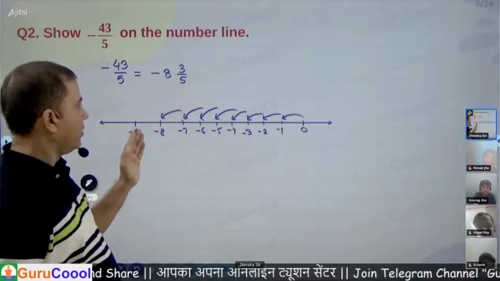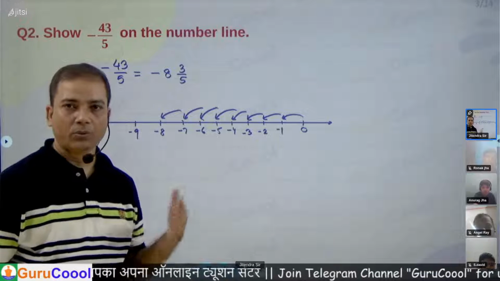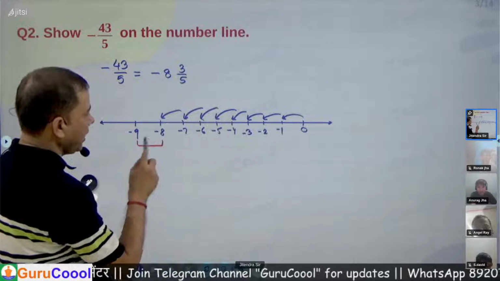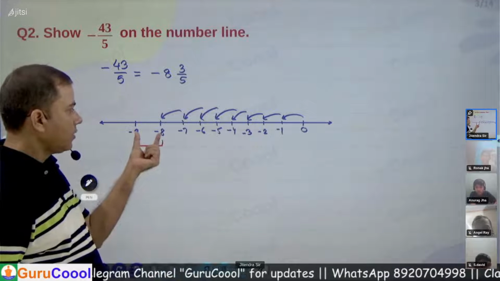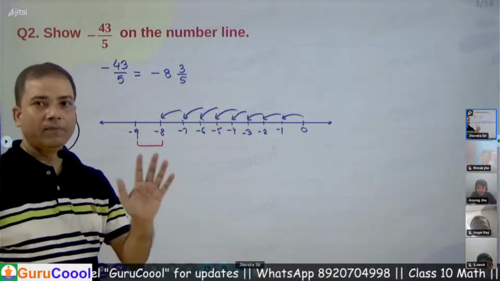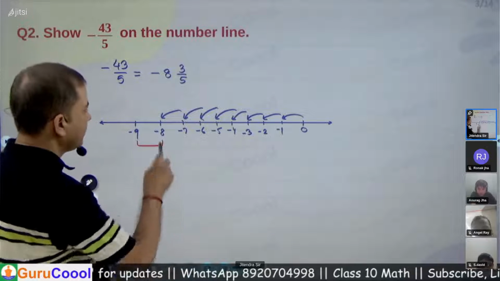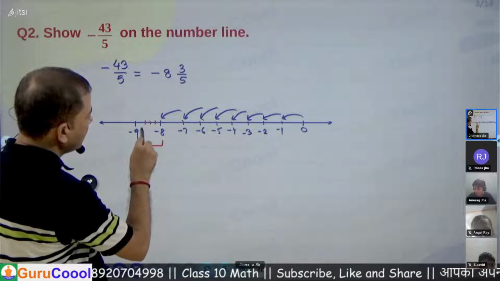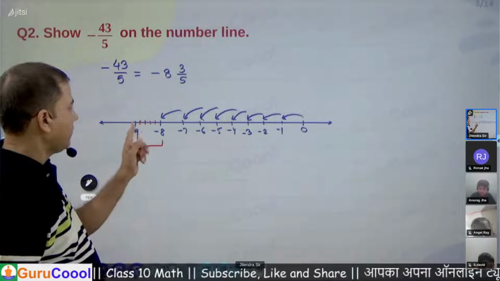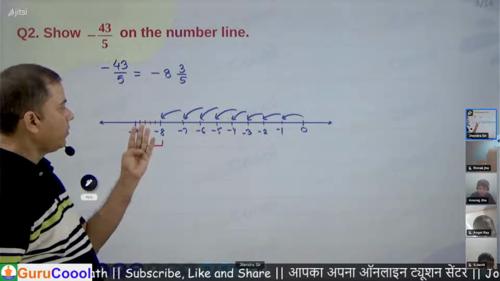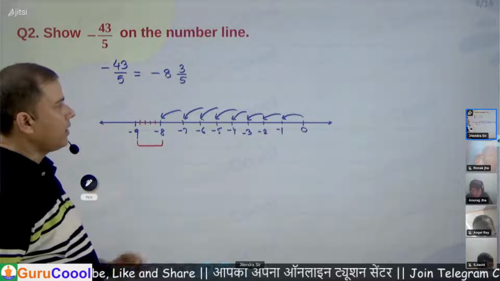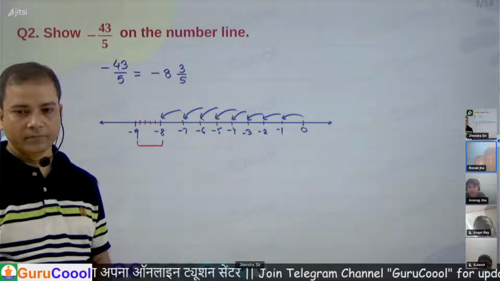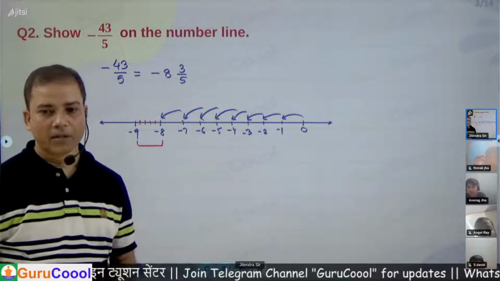Extra 3 by 5 units we have to travel. How to travel 3 by 5 units? Now notice the distance between minus 8 and minus 9. This small gap will be divided into 5 equal parts. 1, 2, 3, 4, and 5. Notice I have drawn here 4 points only, but there are 5 parts made. Did you see? Yes, sir. 5 parts made.